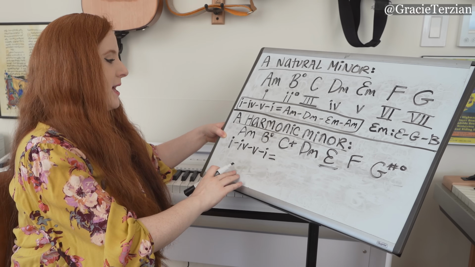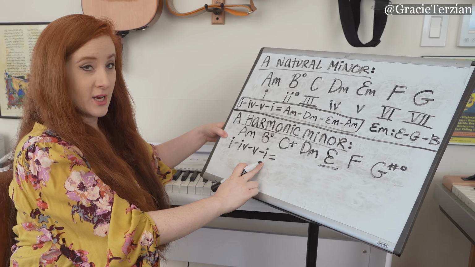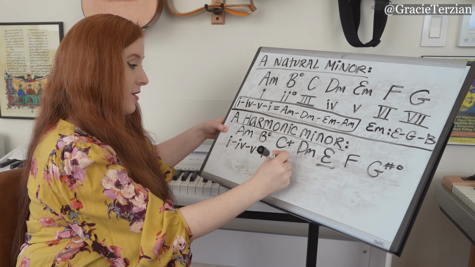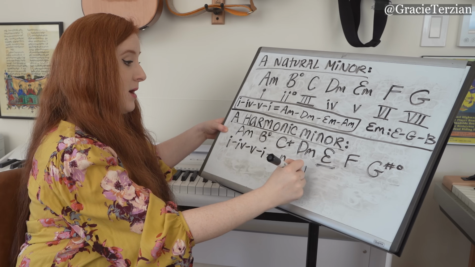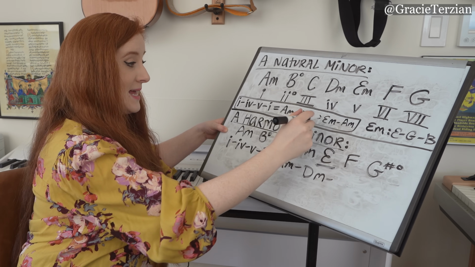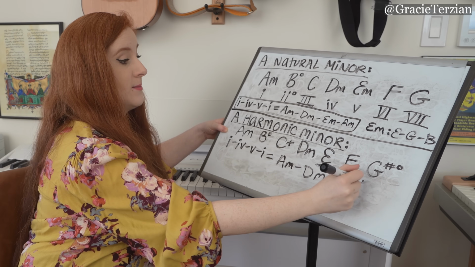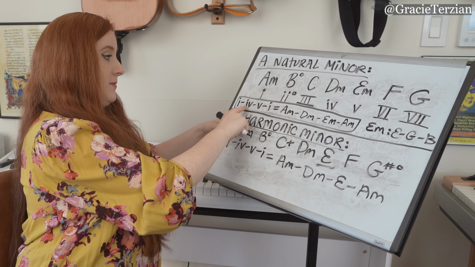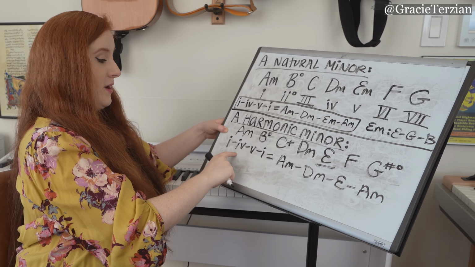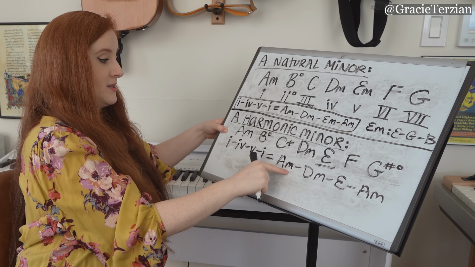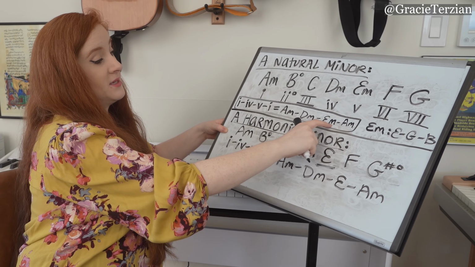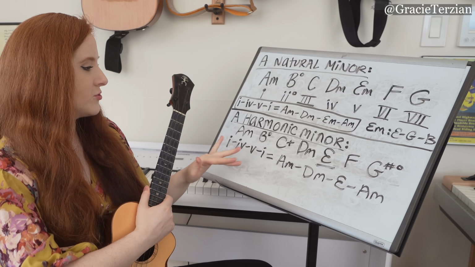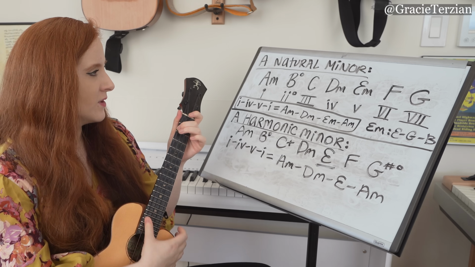So now if I were to play a 1-4-5-1 chord progression in A harmonic minor, I would play A minor, then D minor, then E major, and then back to A minor again, okay? So here you can see the difference between the 1-4-5-1 chord progression between these two. The A minor is the same, the D minor is the same. Instead of E minor, we have E major, and then we go back to the 1, which is also A minor. And let's just listen to what those two chord progressions sound like, okay? So we're in the key of A minor.